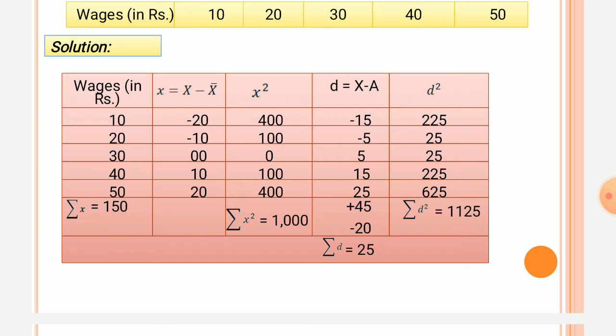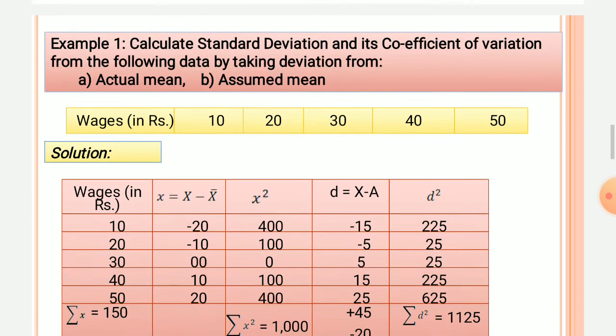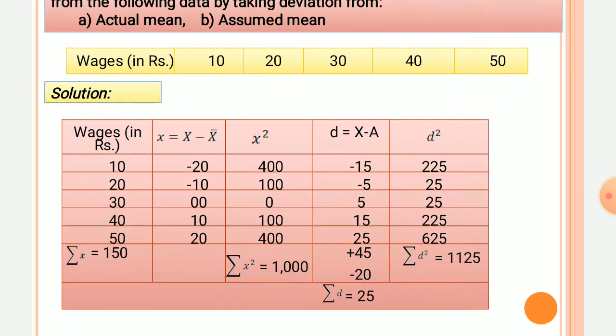Now the difference, d is equal to x minus a, because when we use an assumed mean to take the difference of all the observations, a is 25. So 25 is taken as the assumed mean.